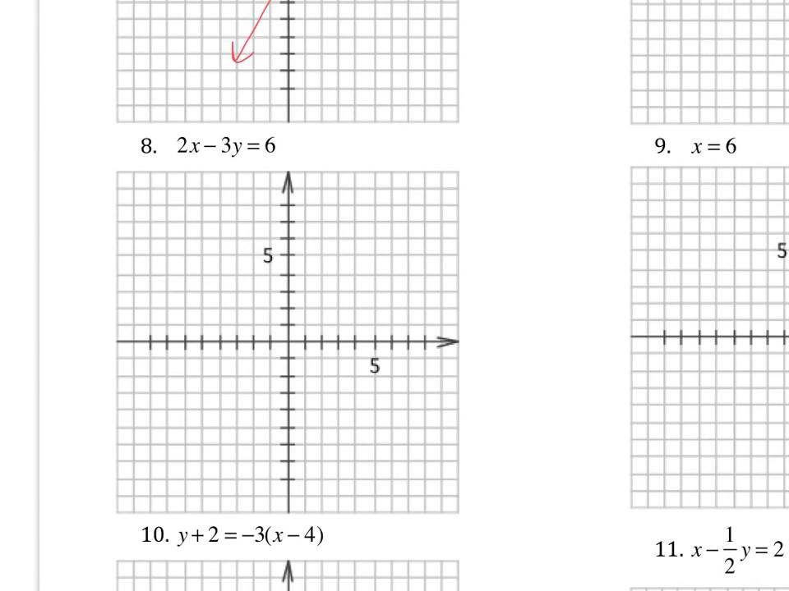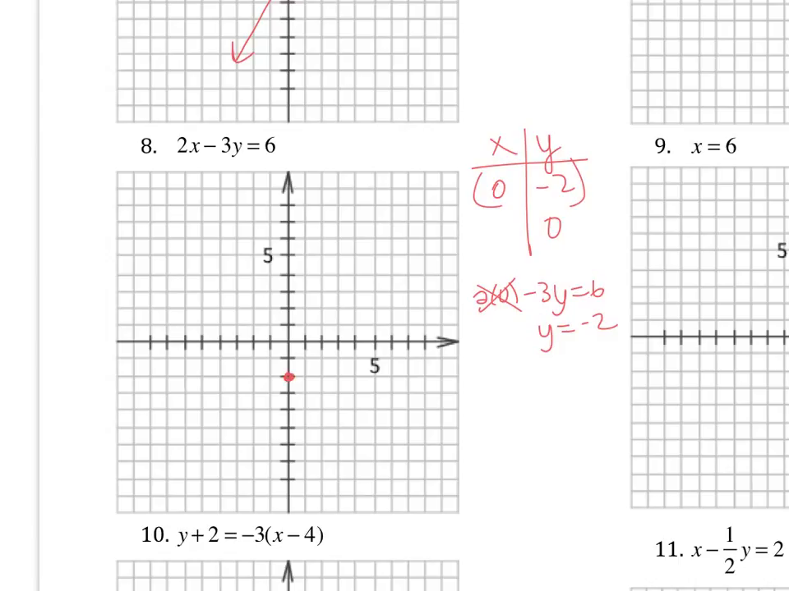Number 8 now is in standard form. So standard form, the way I graph is by creating an XY chart. So what you're going to do is you're going to solve for the x-intercept and the y-intercept. Okay, so if we plug in a 0 for x, we get 2 times 0 minus 3y equals 6. That goes away. So if negative 3y equals 6, we get y equals negative 2. Okay, so this is 1 point, 0, negative 2. So let me graph that.